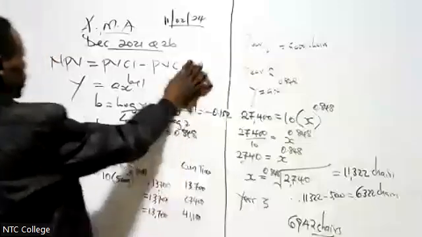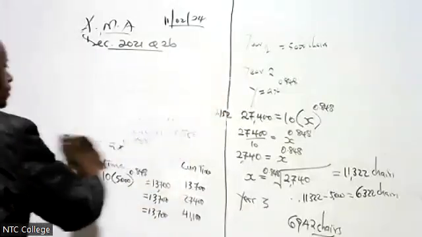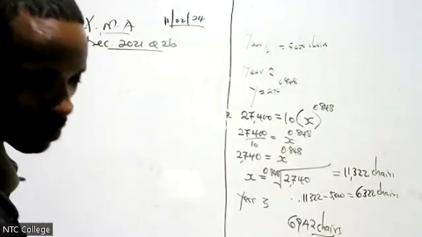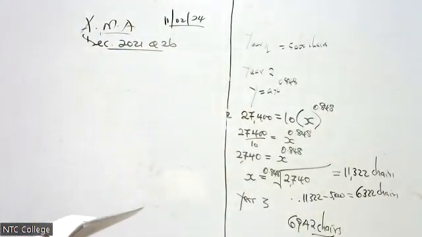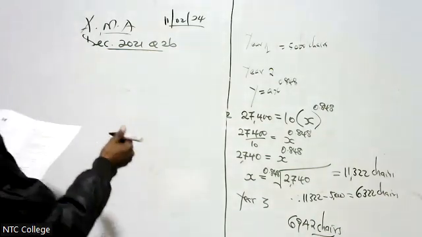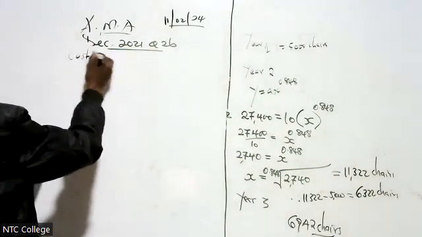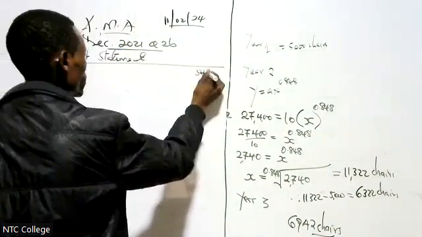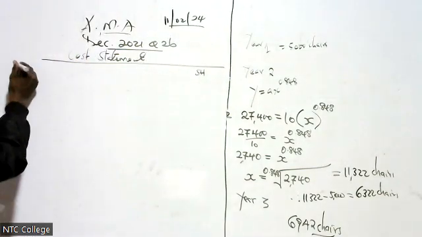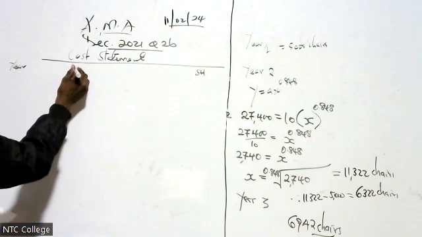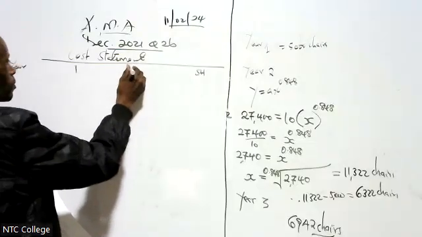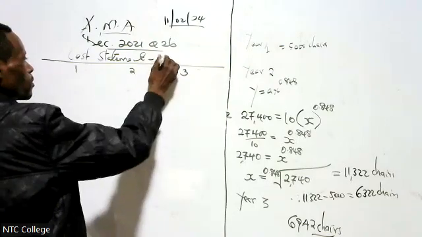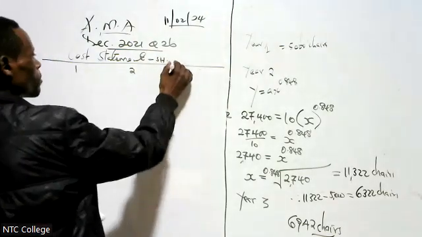Now, let us prepare our cost statement. Our cost statement, at the same time, we discount. We have year 1, year 2, and also year 3. We summarize our figures in thousands.